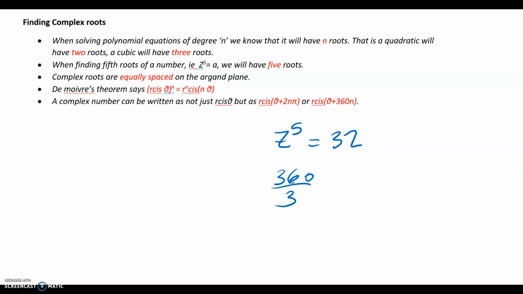And the other thing, De Moivre's theorem, you should have already read about this in the notes. So if you've got r cis theta to the whole power of n, it simplifies to r to the power of n cis n theta. Now, the other thing is a complex number can be written as not just r cis theta, but also as r cis theta plus 2n pi. So all you have here is essentially multiples of 2 pi.